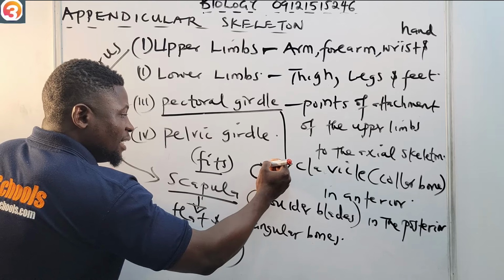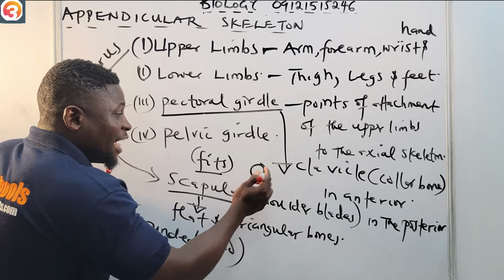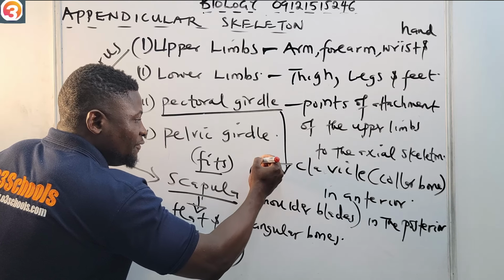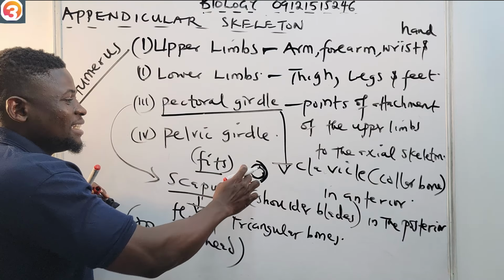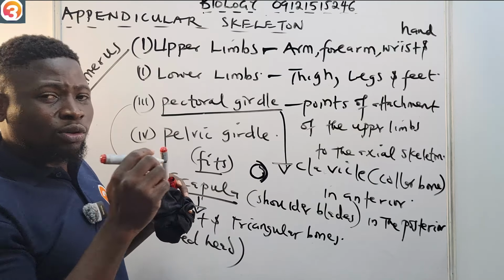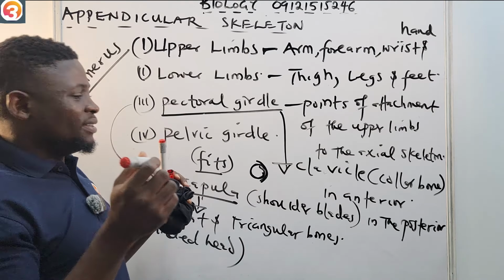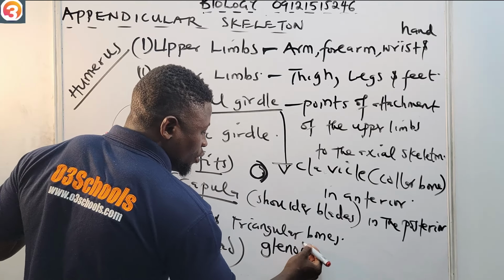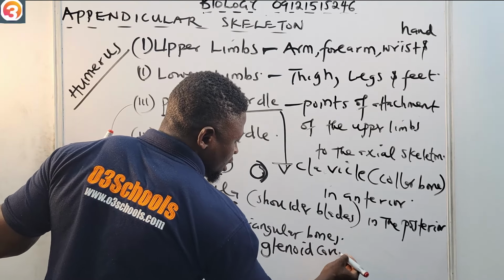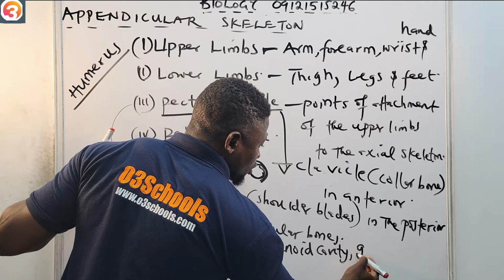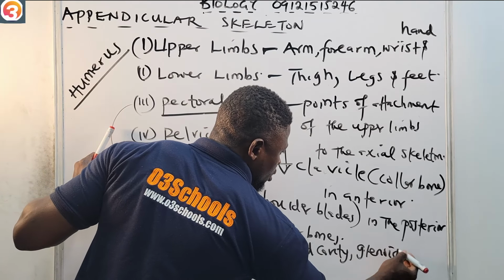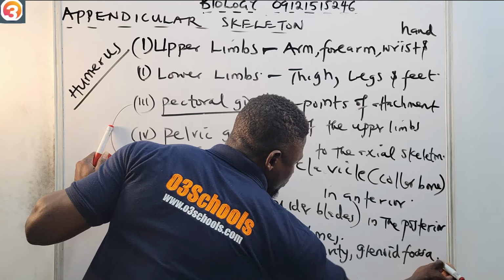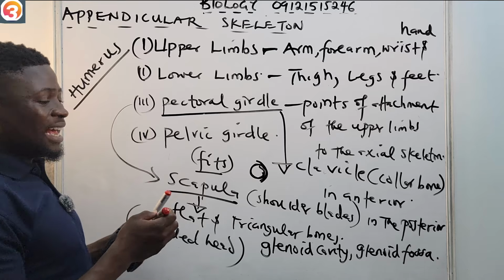So the rounded head of the humerus fits into a depression in the scapula to form what we call the glenoid cavity. Glenoid, G-L-E-N-O-I-D, glenoid cavity, also called glenoid fossa. Please take note, that's F-O-S-S-A.